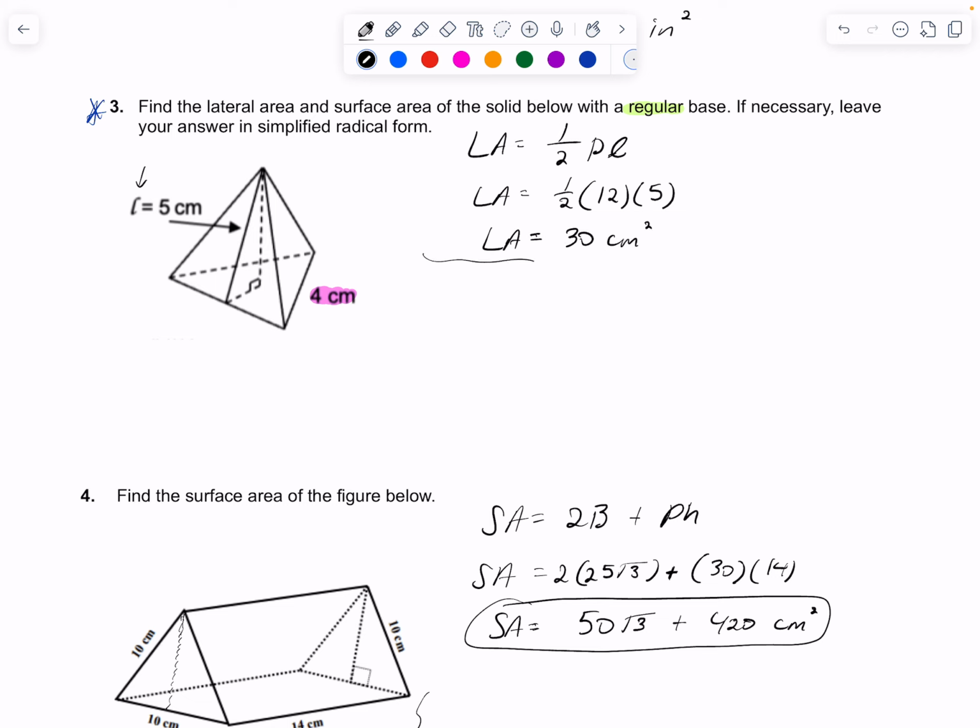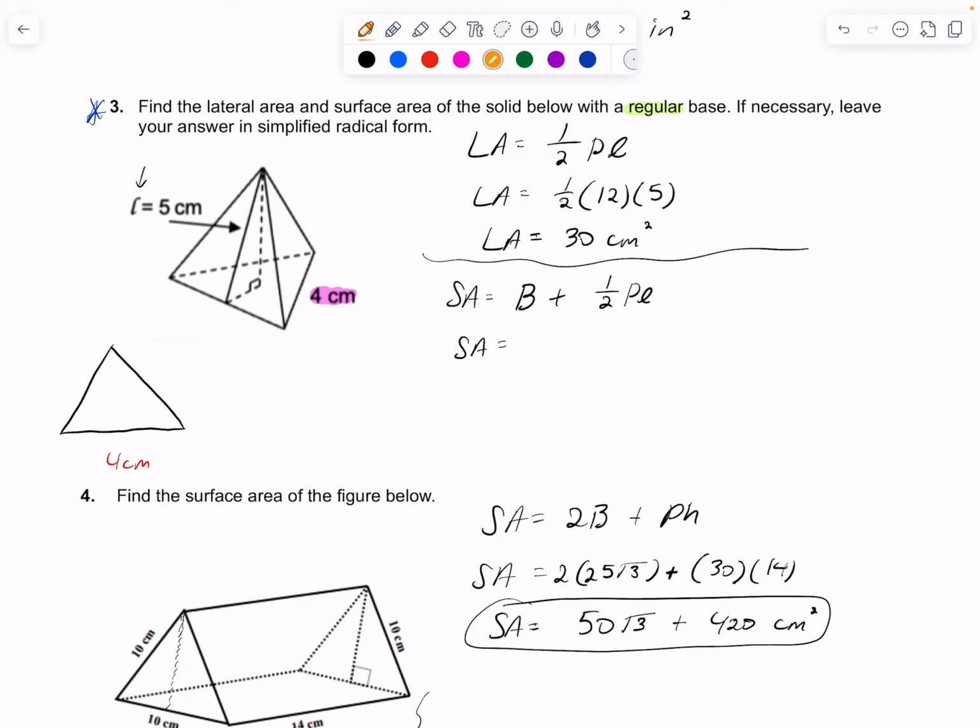Okay, let's do the surface area. Now the surface area is going to be equal to the area of the base plus the lateral area, which we already found is 1/2 times the perimeter of the base times the slant height. So we do need to find the area of the base before we can continue. So I'm going to go ahead and draw a triangle here. And again, this is an equilateral triangle with the side lengths of 4 centimeters.